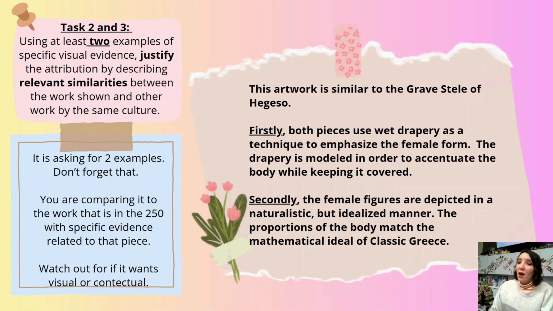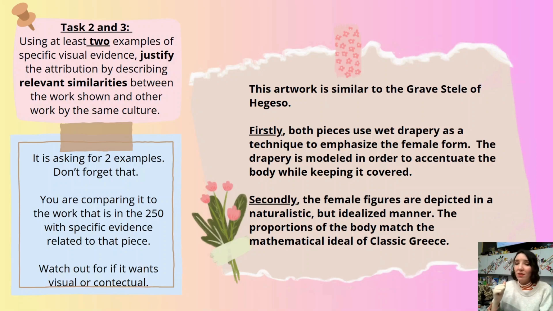The proportions of the body match the mathematical idea of classic Greece. I kept talking about it, so I made sure to talk and justify why I thought it was classical. So that's the only reason I kept talking. Use that visual evidence, so what you can see, to justify why it is that way.